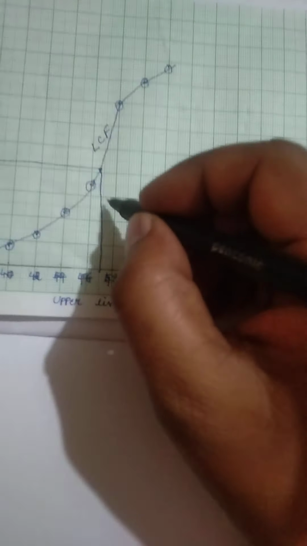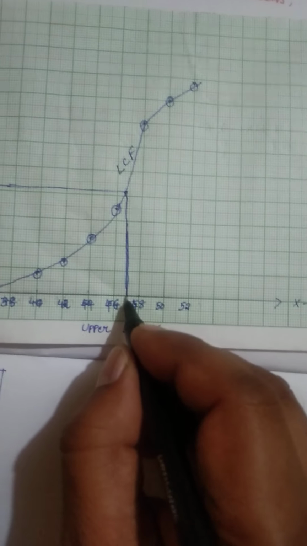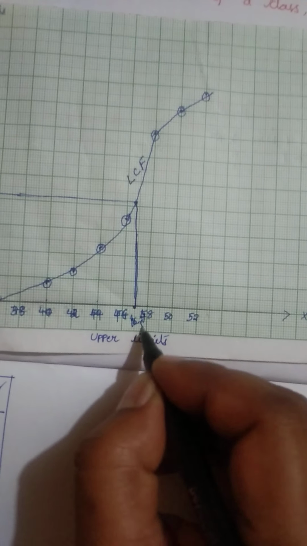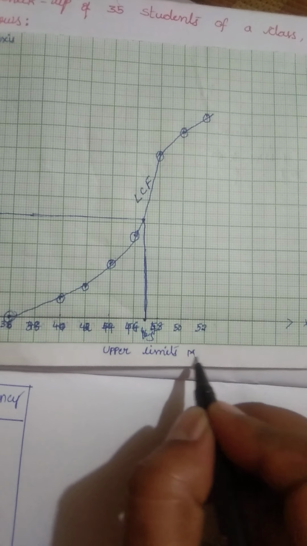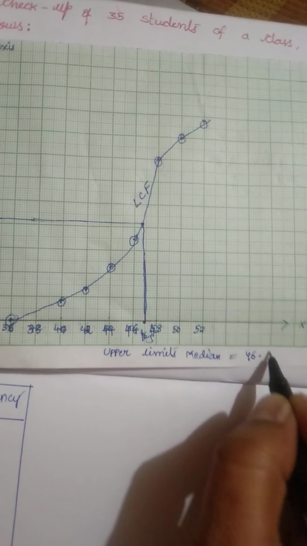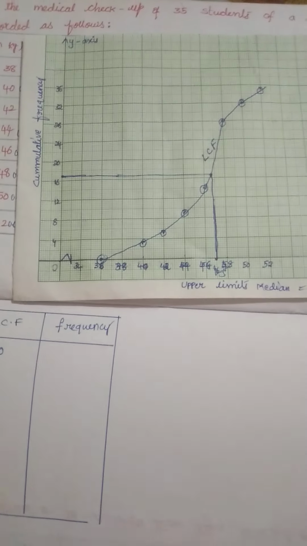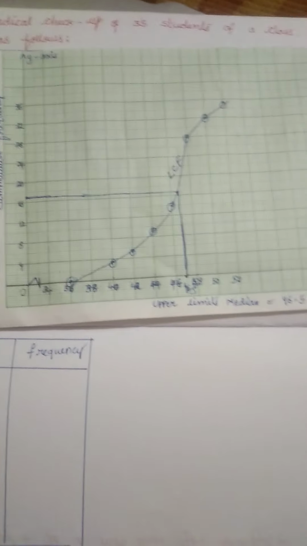So this is our perpendicular. So that is about 46.5, I can say that. So what is the median? Median is, it intersects the x-axis at 46.5. So what is the median? Median equal to 46.5. So let us verify that by using the formulae.